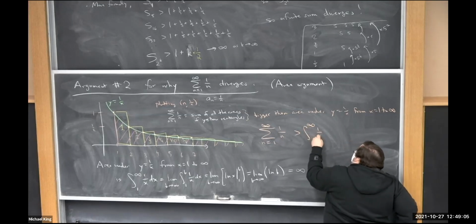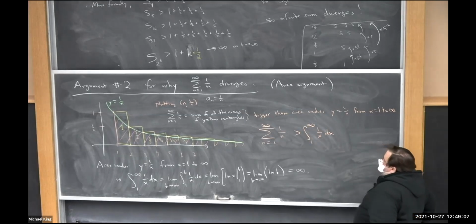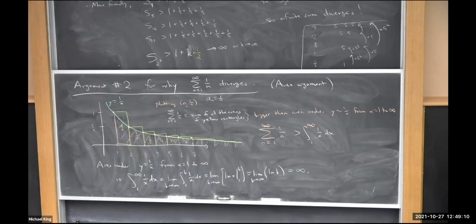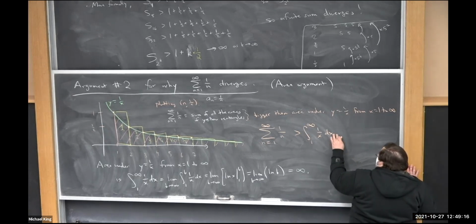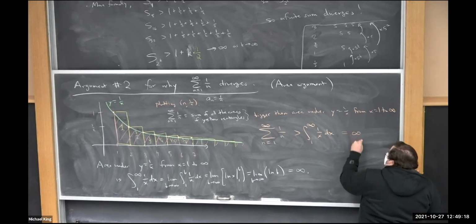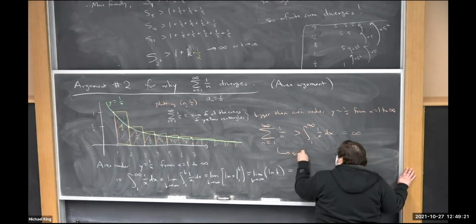It's kind of funny how similar these look, right? One's a summation and one's an integral, but you can compare them directly just by drawing this picture. And this diverges. This is infinity. So this must diverge too.